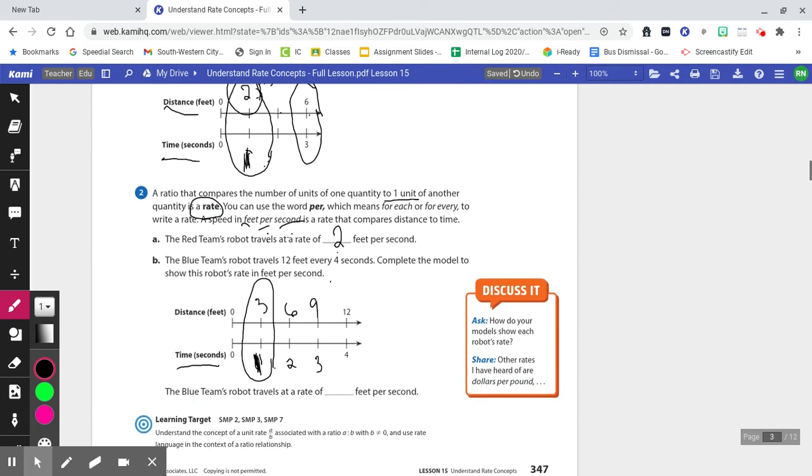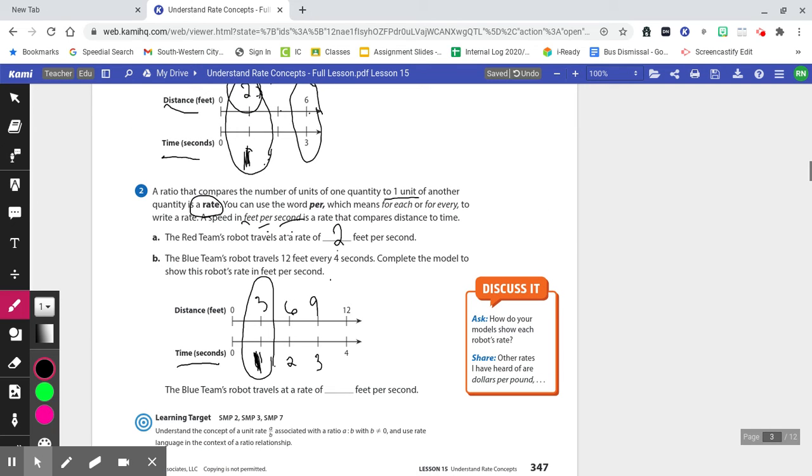So now let's go ahead and turn to the next. Oh, let's finish this. So the blue team's robot travels at a rate of how many feet per second? 3 feet per second.